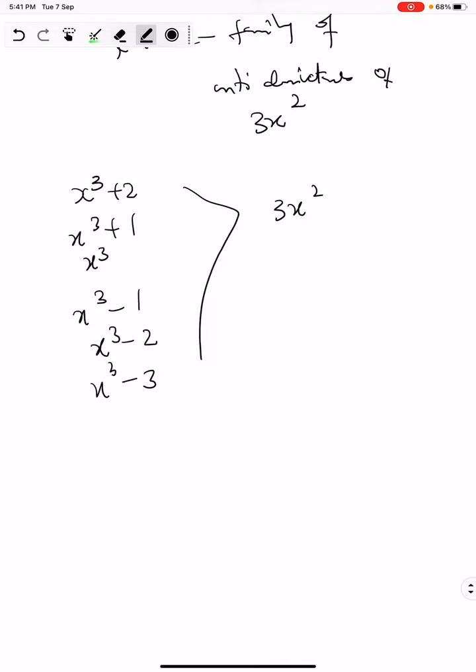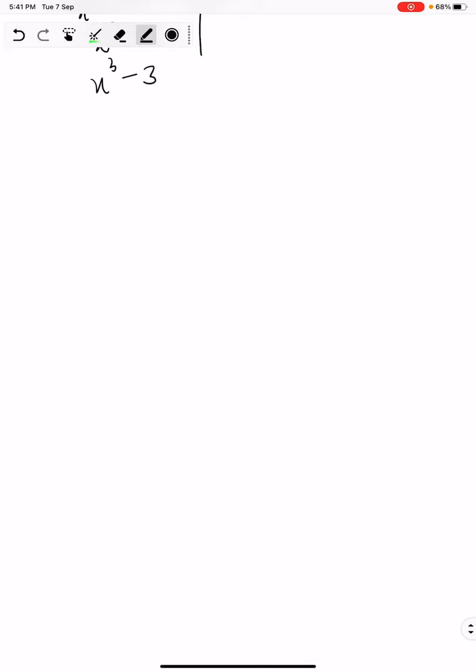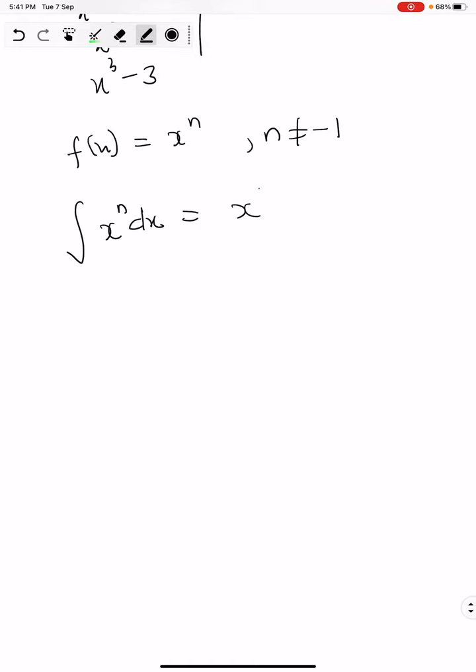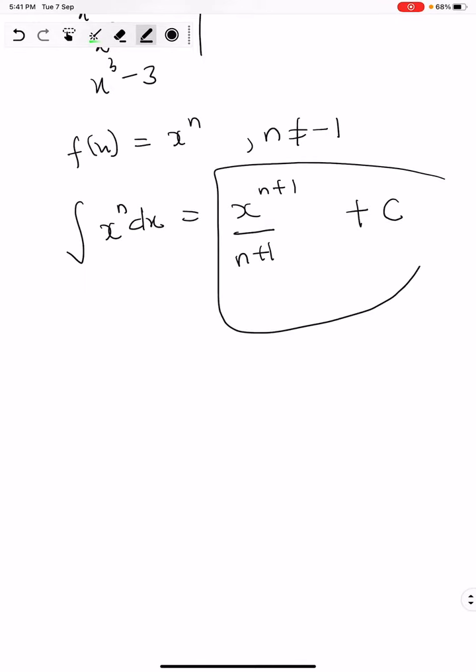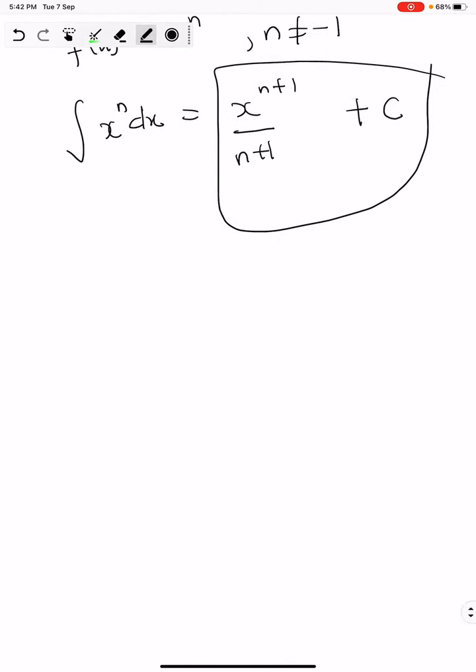All right, so for some function, if I have f of x is equal to x to the power n, where n is not equal to -1, then the integral of x to the power n dx is equal to x to the power n plus 1 divided by n plus 1 plus c, because this here is known as the antiderivative of f of x. And this comes directly from differentiation, right?